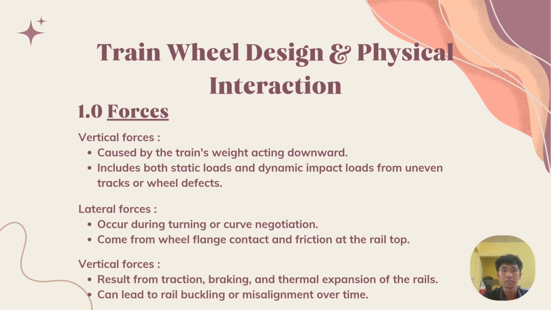Next, the lateral forces. Lateral forces occur during turning or curve negotiation. They come from wheel flange contact and friction at the rail top. Lastly, the longitudinal forces. Longitudinal forces result from traction, braking, and thermal expansion of the rails. It can lead to rail buckling or misalignment over time.